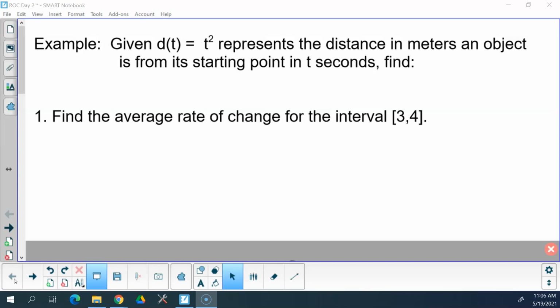So here's our function. D of t is equal to t squared. It's going to represent the distance in meters an object is from the starting point at t seconds. I would like you to find the average rate of change over the interval 3 to 4. Go for it.